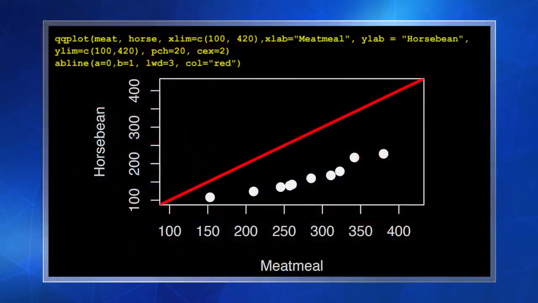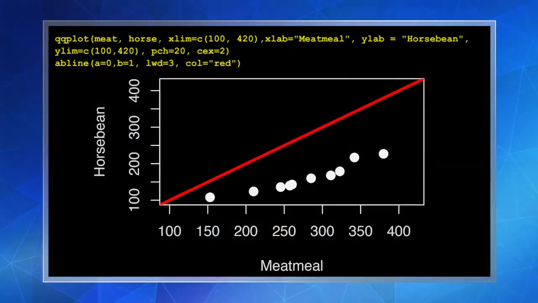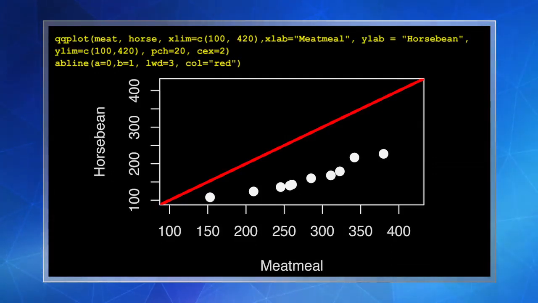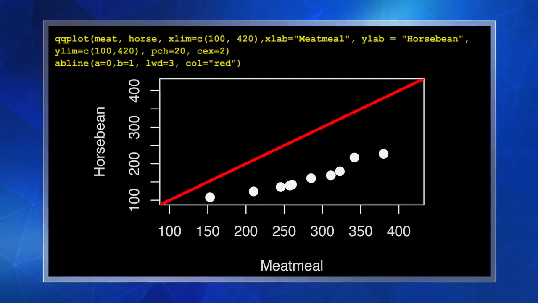Now let's look at a plot of the weights by ordered pairs. Imagine that we order meat meal from smallest weight to the greatest weight. And likewise, we're going to order horse bean from the smallest weight to the greatest weight. Now take those two ordered sets of data and pair them up and plot them.